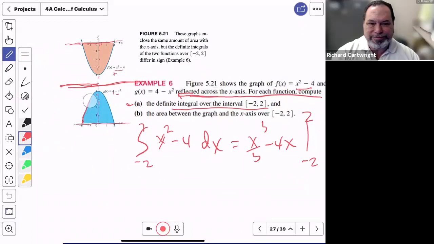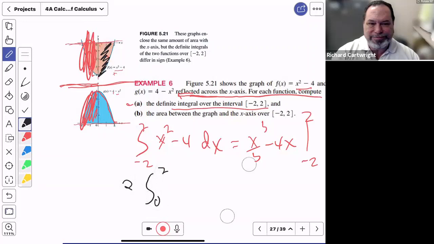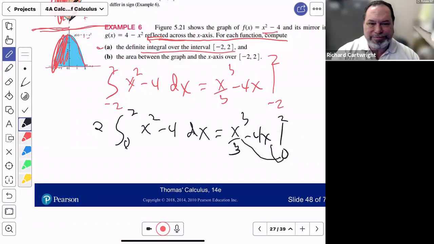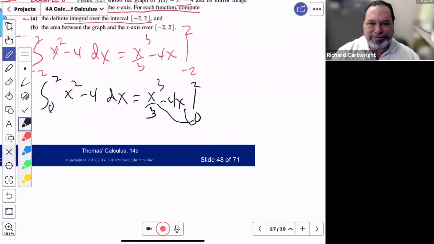If you have reflection over the y-axis, that means there's symmetry. Ignore this negative part, because the area of this orange would be 2 of these. So I can do it as 2 times the integral from 0 to 2. I love it when the zero's on the bottom, because there's a good chance that that whole thing will be 0. Not guaranteed, but a good chance. Look at minus 4x from 0 to 2, and what happens when I plug in a 0 here and a 0 here. It saves you some work.